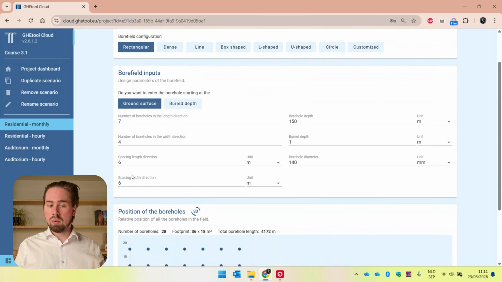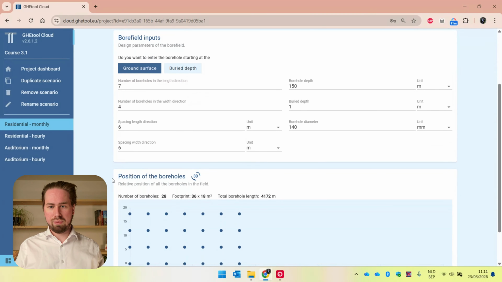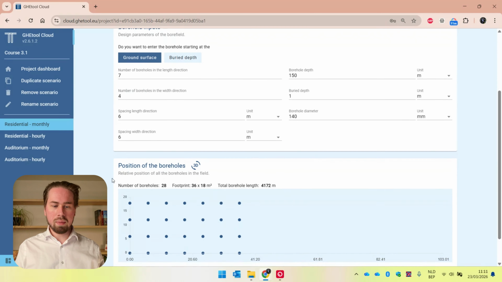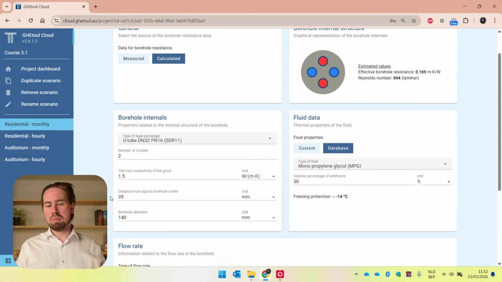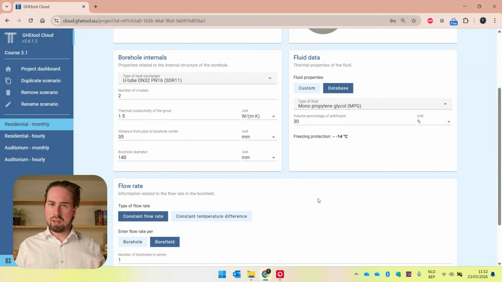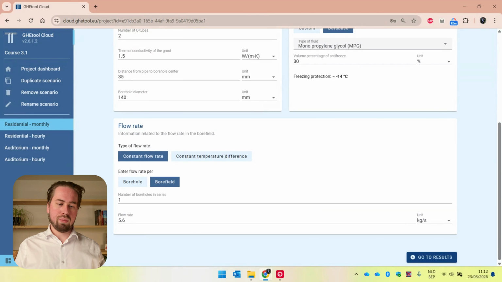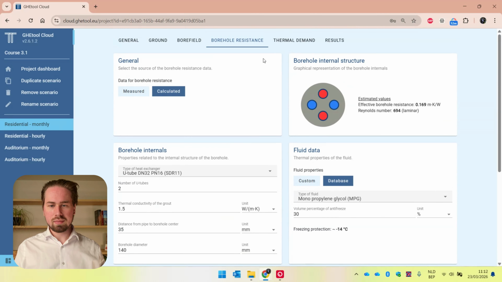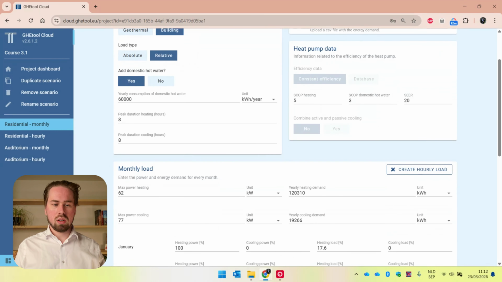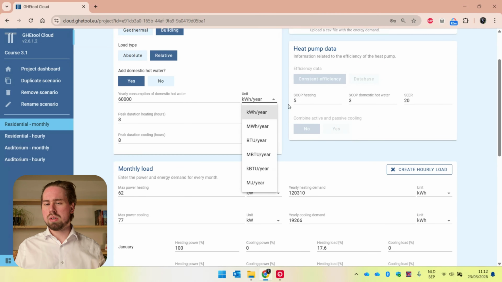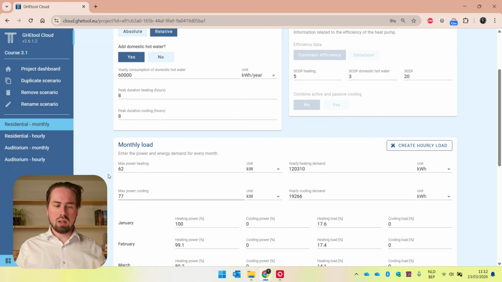For a residential building, we have a borefield rectangular of 7 by 4 boreholes, 150 meters borehole depth. A borehole resistance in this case will be a W tube, monopropylene glycol 30% volume percent, and we have a flow rate of 5.6 kilograms per second for the entire borefield. And then finally here, the star of the show is our thermal demand. So we have 60,000 kilowatt hours per year. You can also enter it in megawatt hours if you want that. And we have here our monthly loads, peak power, and yearly energy demands.